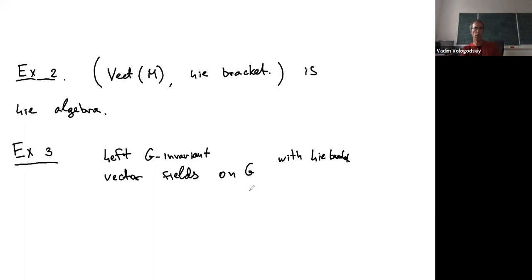So what does it mean? It means that you think of your vector field, you forget that it's G invariant. You have a commutator of vector fields on any manifold. So we have a Lie algebra of vector fields on G, and this is a Lie subalgebra.